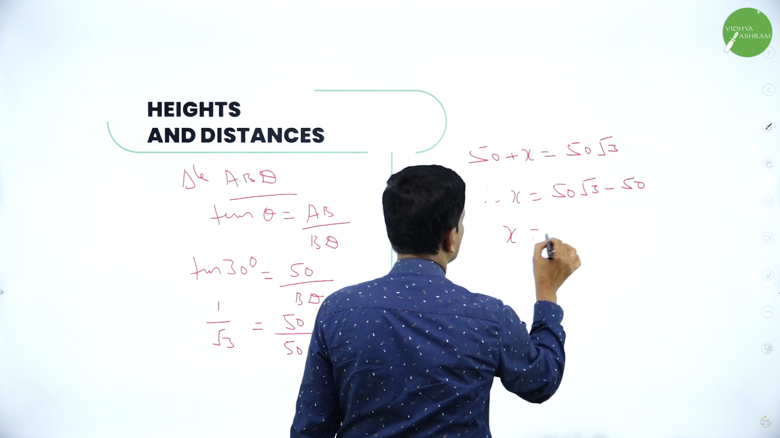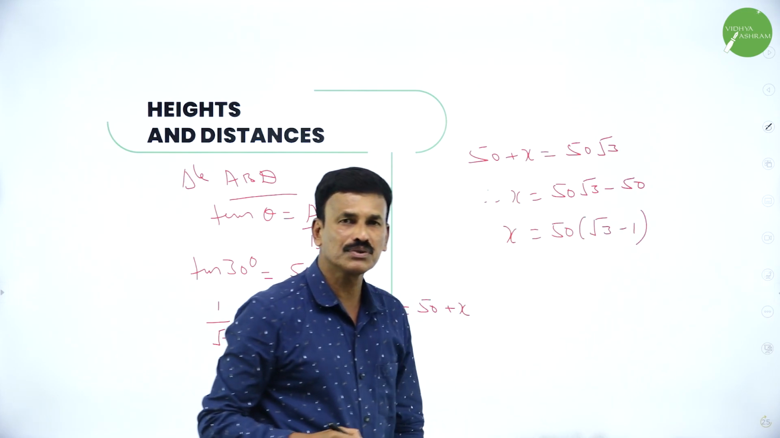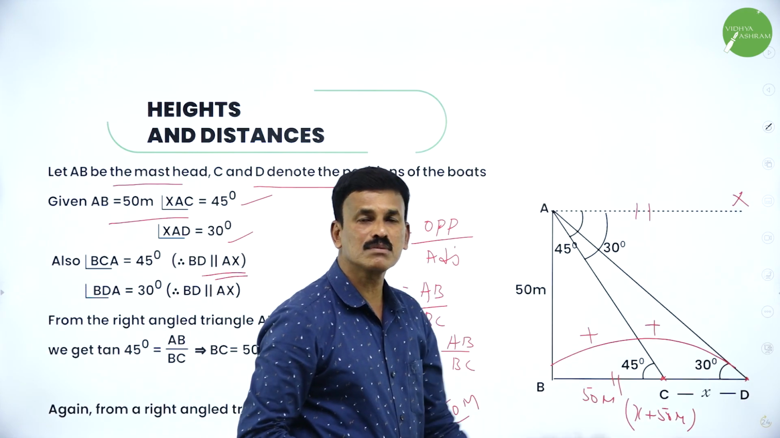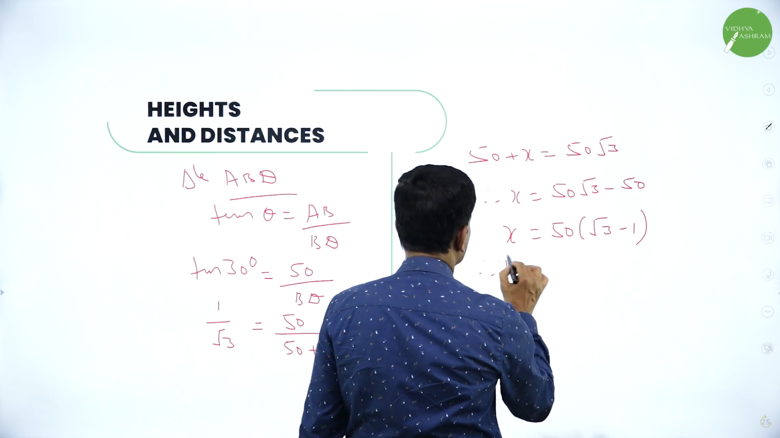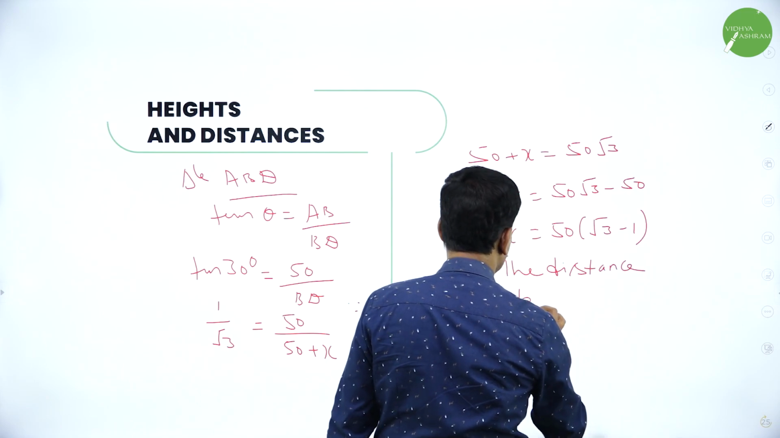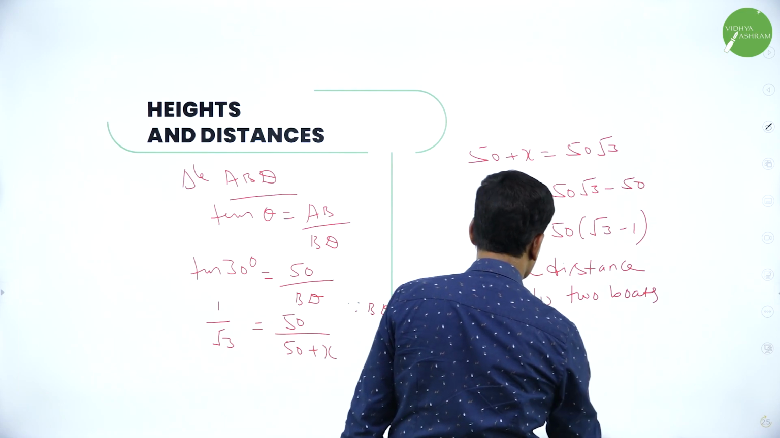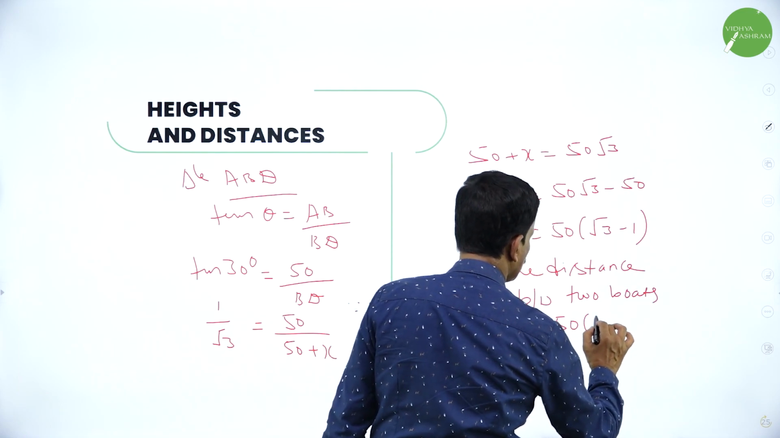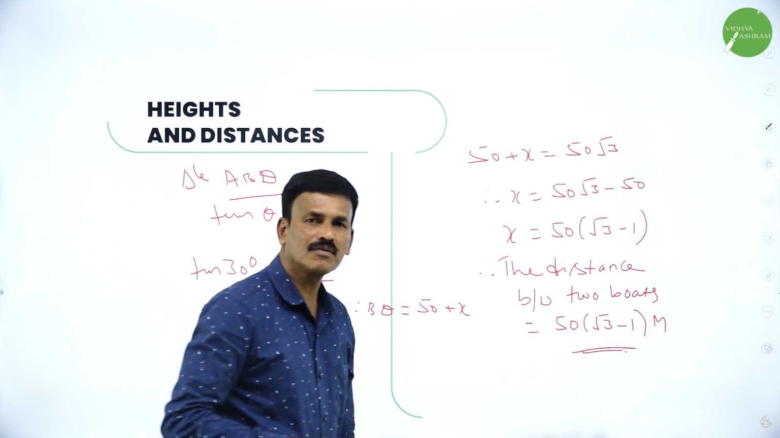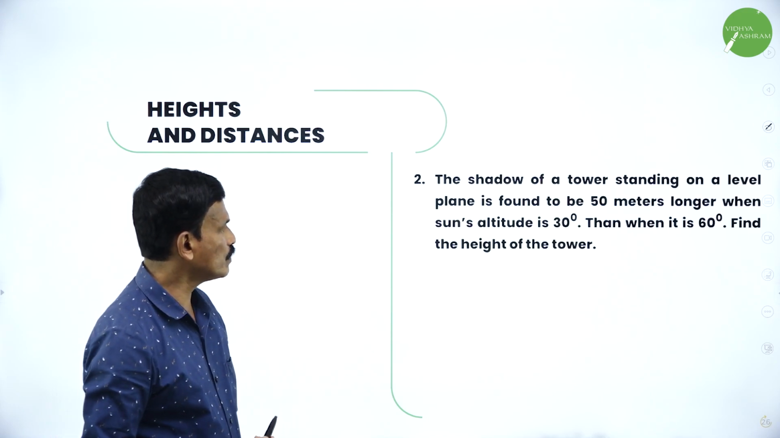If you want, you can take 50 as a common factor: 50 into root 3 minus 1. So what is x here? X is nothing but the distance between the two boards. Therefore the distance between the two boards is equal to 50 into root 3 minus 1 meters. This is the required answer. Very important for 4 or 5 marks. Okay. Now move on to a similar problem.